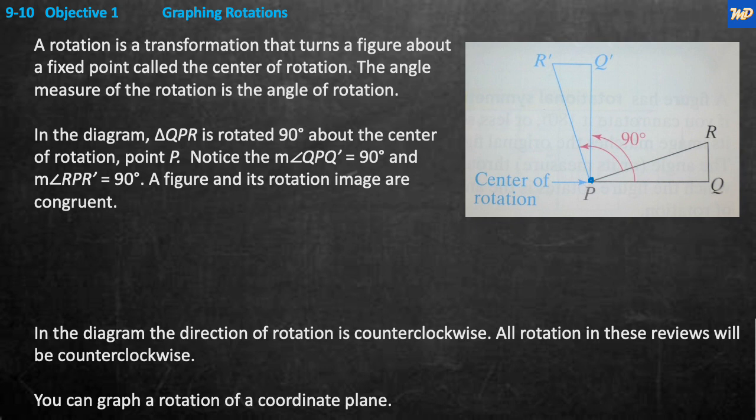PR is up maybe 30 degrees above zero at its start, and when it gets done, it's like 120 degrees. It's further along. But the center of rotation is P, and the angle of rotation in each case is still 90 degrees. Everything rotates together.